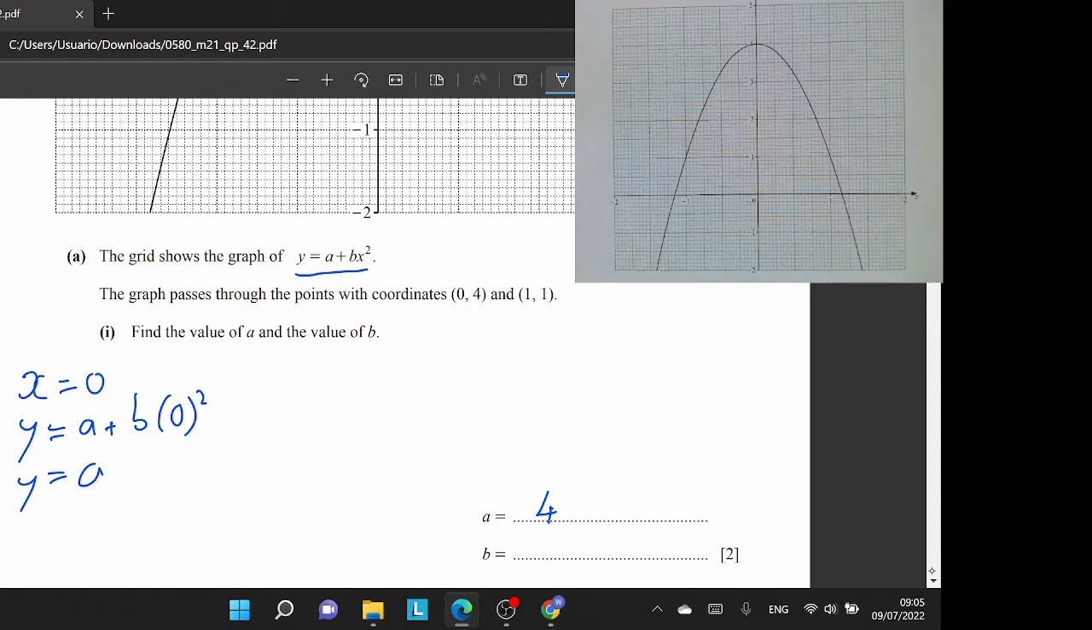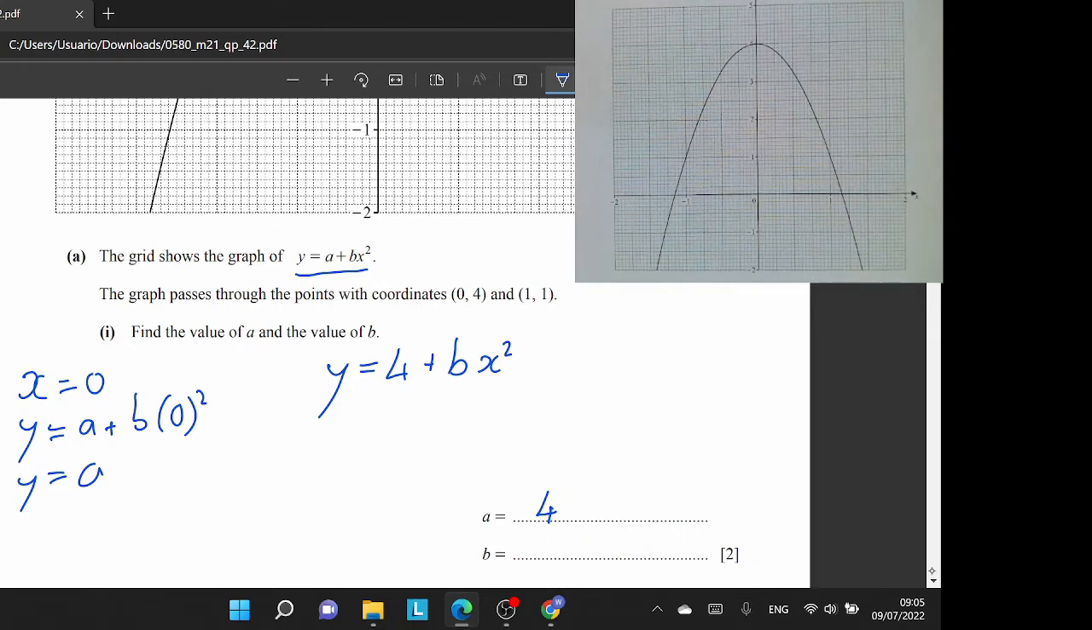All right, next thing to do is to find the b value. Let's see what we have. We've got this equation, y equals, we now know 4 is equal to a, plus bx squared. What other information do we have? We've got coordinates.